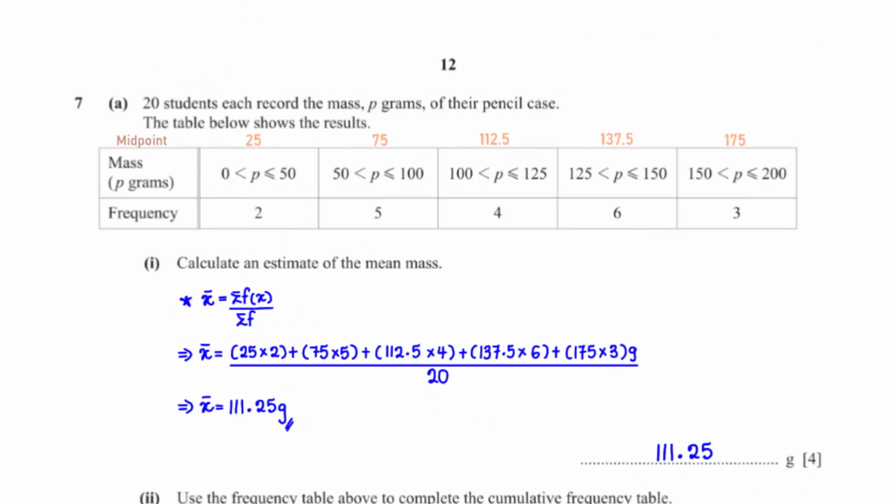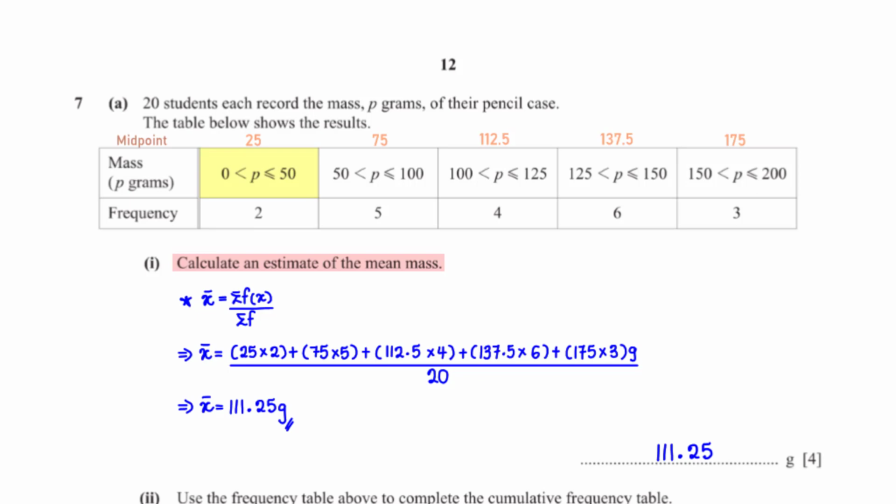20 students each record the mass, p grams, of their pencil case. The table shows the results. Calculate an estimate of the mean mass. The mean is equal to sigma f of x, which represents the total mass of all the pencil cases, divided by sigma f, which is the total number of pencil cases. Before getting sigma f of x, we need to get a midpoint mass for each of the given mass intervals.